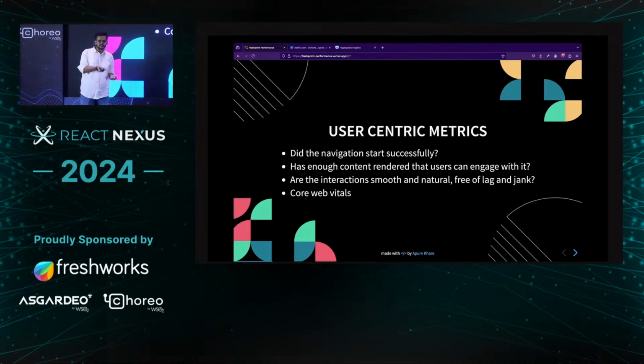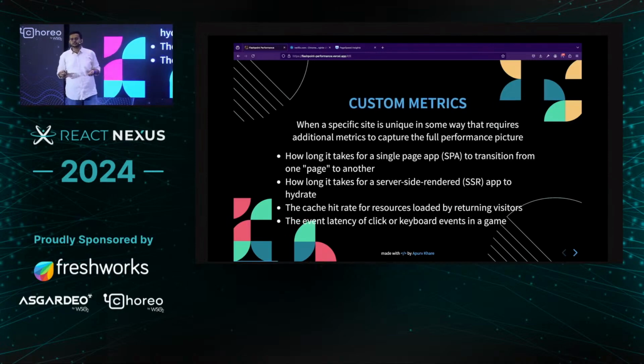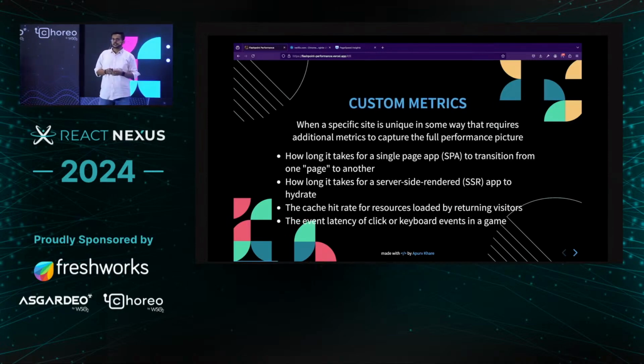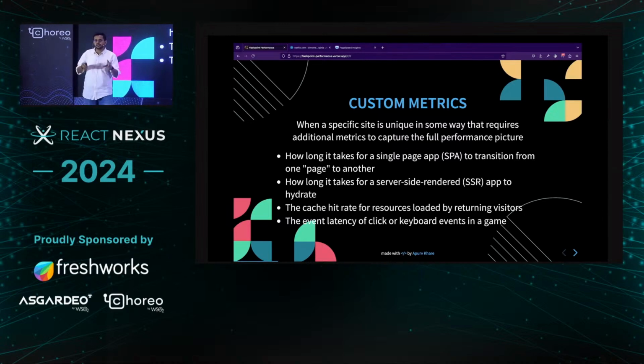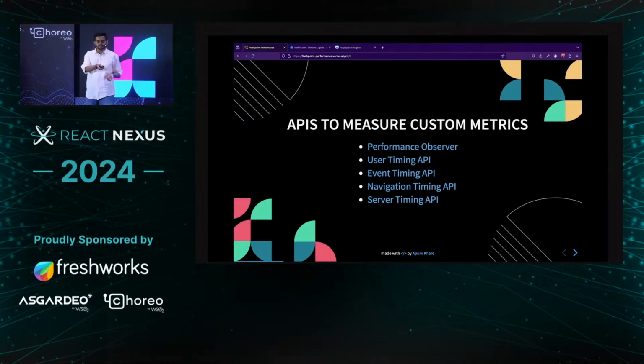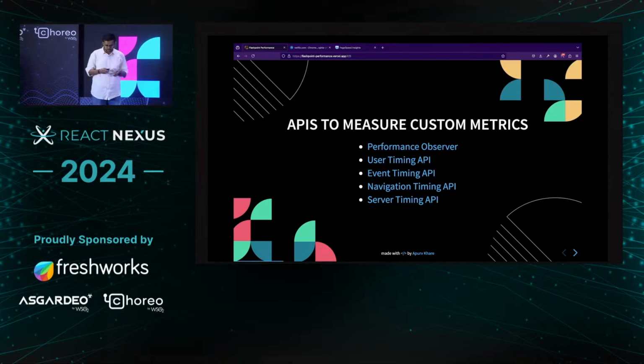And the last one is custom metrics. Here, if any of the pre-existing metrics do not satisfy your unique performance needs, then you can create your own metrics. A scenario can be, how long does it take for a server-side rendered app to hydrate, right? So you can create your own metrics using any of these APIs. And FYI, I'll be sharing a QR code to these slides, so you can check these links on your own.